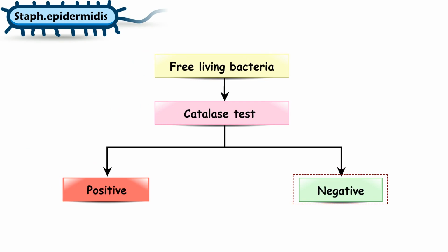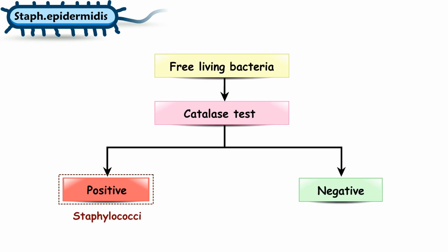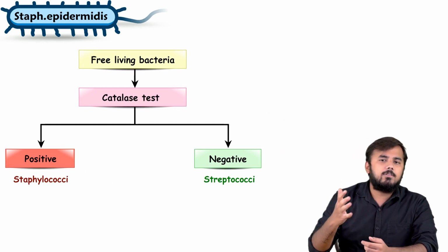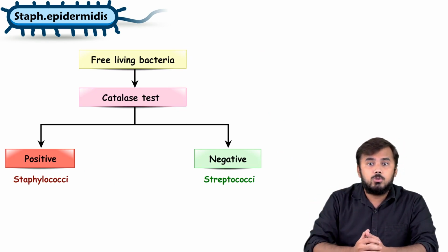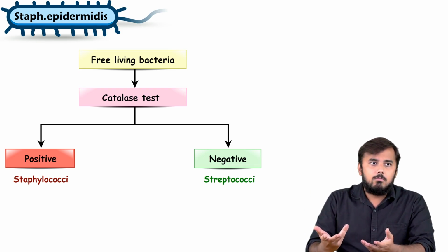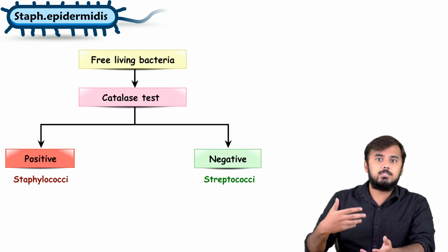The bacteria which are catalase positive are Staphylococci. Bacteria which are catalase negative are Streptococci. So can I tell all Staphylococci are catalase positive? Yes, I can tell that all Staphylococci bacteria are catalase positive. So from tomorrow onwards, I'm going to tell you that Staphylococci, let us say Staphylococcus aureus is catalase positive, Staphylococcus saprophyticus is catalase positive.